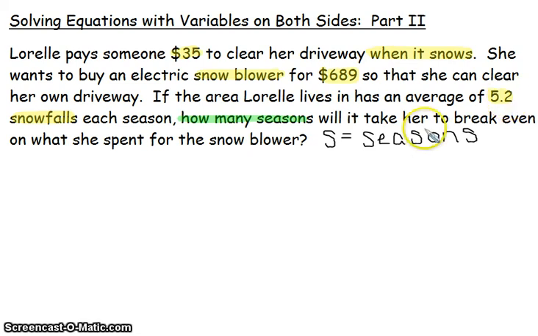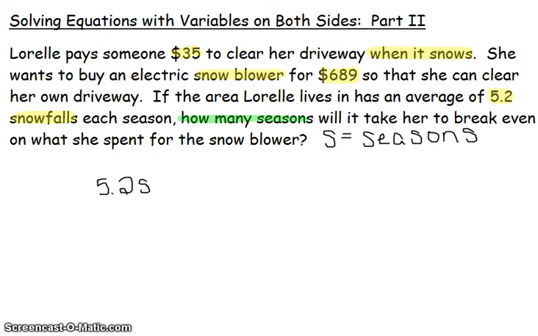So if we don't know how many seasons, that's our S, our seasons are unknown, then we don't know how many snowfalls total we're talking about. Could be 1 season, could be 2 seasons, we don't know. So a good place to start would be 5.2 snowfalls per season. Usually when you hear per season, you're talking about multiplication there. 5.2 snowfalls per season.